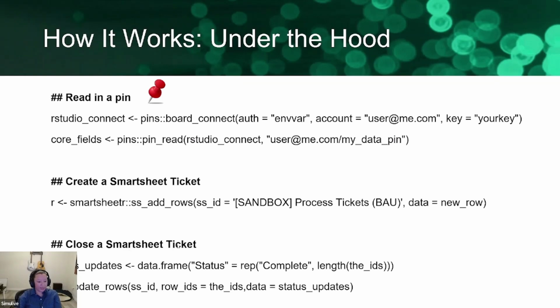Similarly, closing a Smartsheet ticket is a matter of updating a status. So we mark the status to complete for a particular number of Smartsheet card IDs. We have this function called SS_update_rows, which you pass the sheet that you're working with, the different row IDs you'd like to close, and we update those statuses to complete.